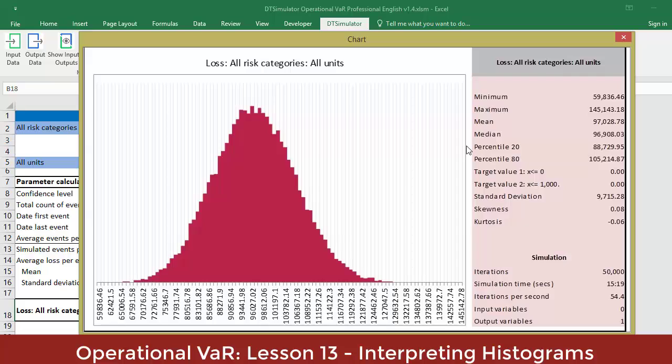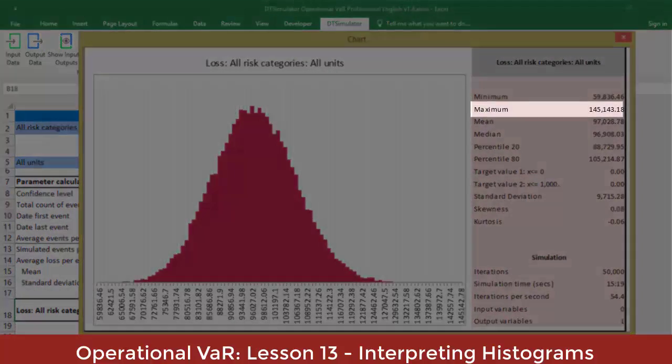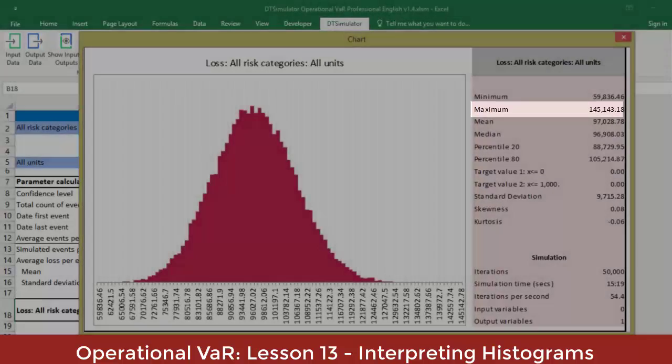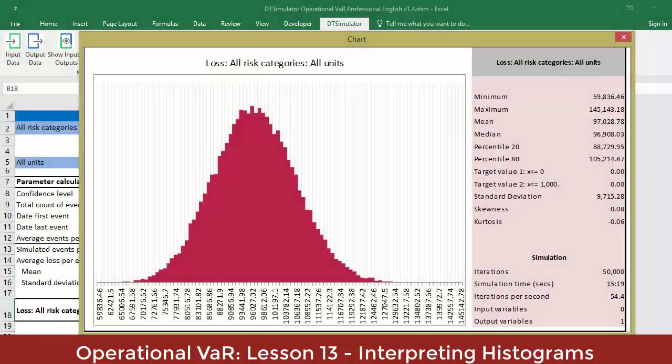With 50,000 simulated iterations, the lowest possible total risk value is nearly $63,000. The maximum value approximates $139,000, causing a range of variability greater than $76,000.